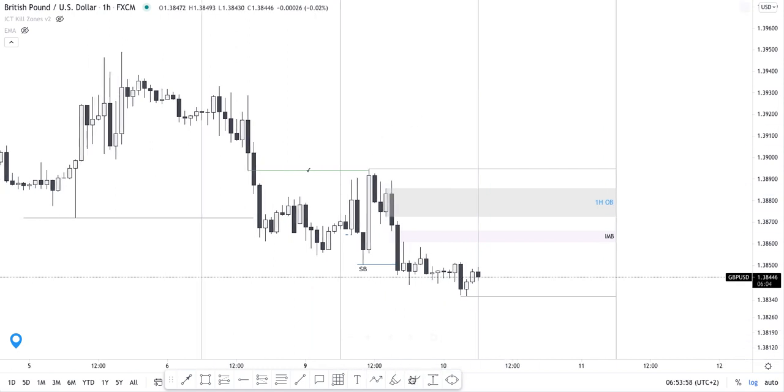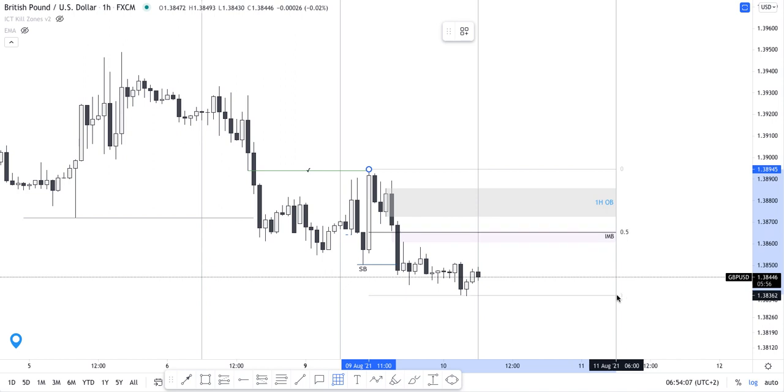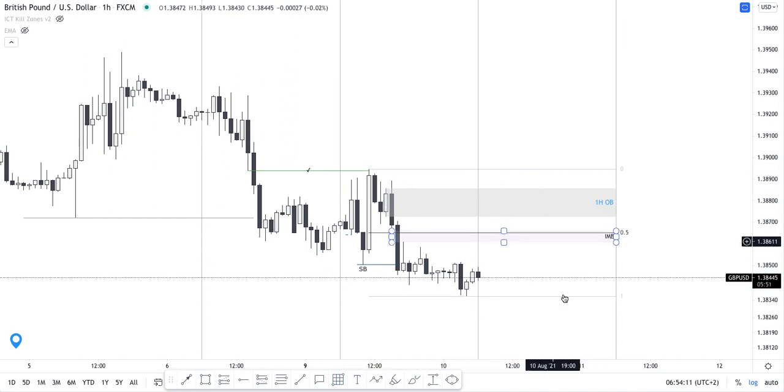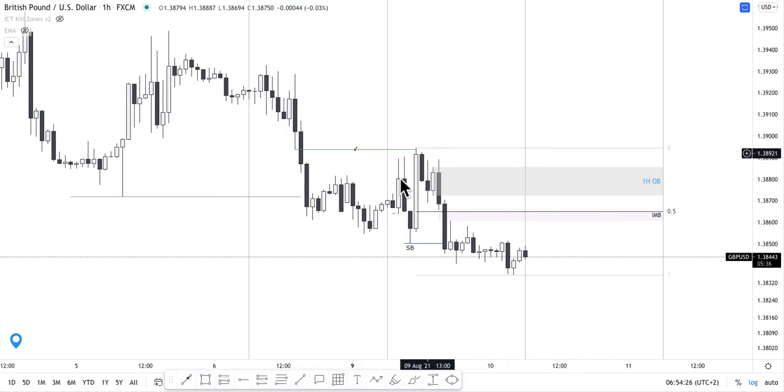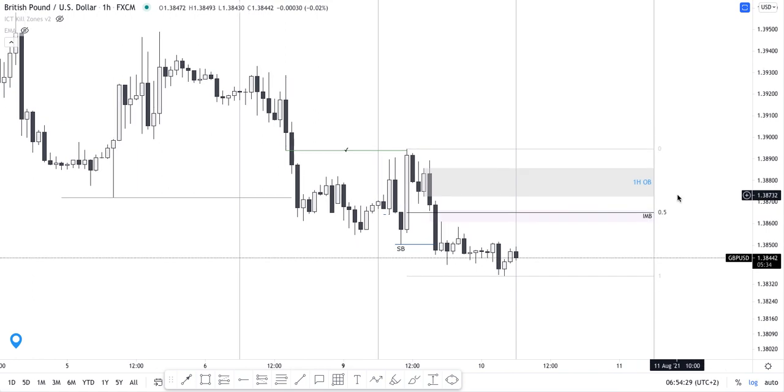We can also now just, instead of having the high and the low, we can use our tool and we can say those are the highs and the lows of the days, the 0 and the 1. We want to be selling in the premium area, which is above, which is in this region. So obviously we'll be looking for sells around this area. Now this is all the 1-hour, so now we can look at price action in this space.